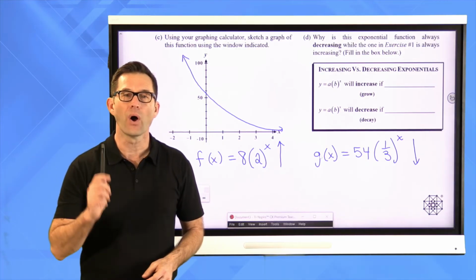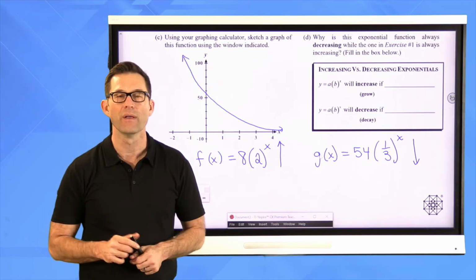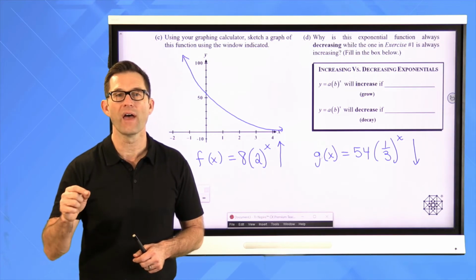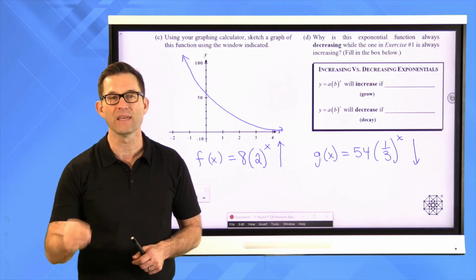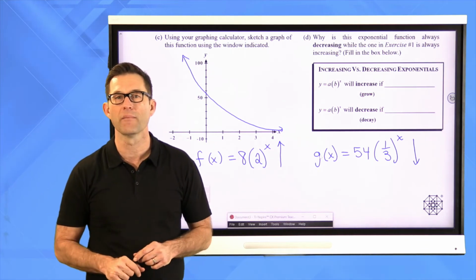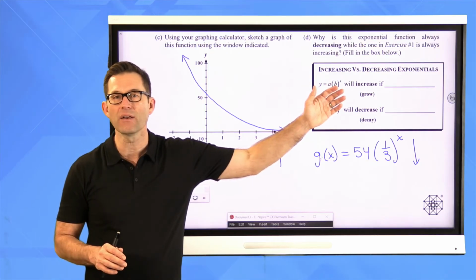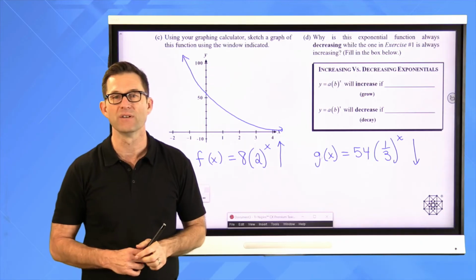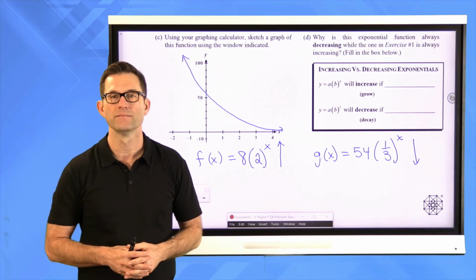And I would hope that you can think back to the first 2 lessons from this unit. The first lesson that we did in this unit, we looked at exponential growth and decay, and the second lesson we looked at geometric sequences, both of which are directly related to what we're talking about right now. So what will make the exponential function increase? What will make the exponential function decrease? Pause the video now and see if you can write something down.